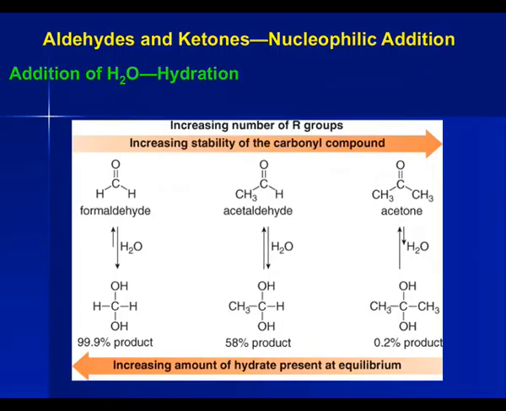If you have excess PCC and you come in and throw water in, it'll form the hydrate, and that hydrate will get oxidized to the carboxylic acid. Okay? So PCC is selective only because it's soluble in dichloromethane, and dichloromethane contains essentially no water. So that's how you stop the reaction from going all the way to the carboxylic acid.